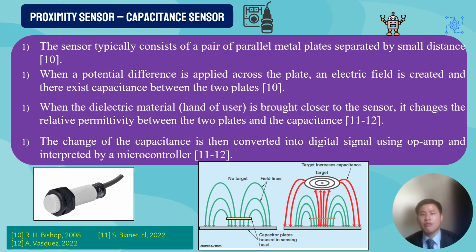So the working principle of this sensor is, when the dielectric material, in our faucet case our user's hands, comes close to the sensor, it changes the permittivity of the plates and changes the capacitance. So the change in capacitance is then converted into a digital signal using an op-amp and is interpreted by a microprocessor to react accordingly.